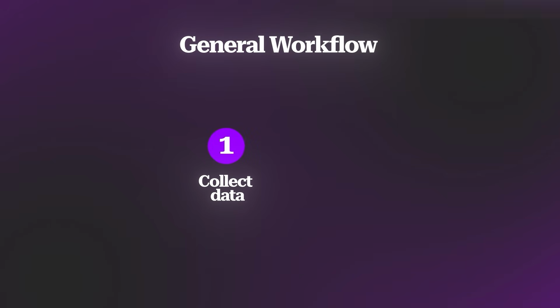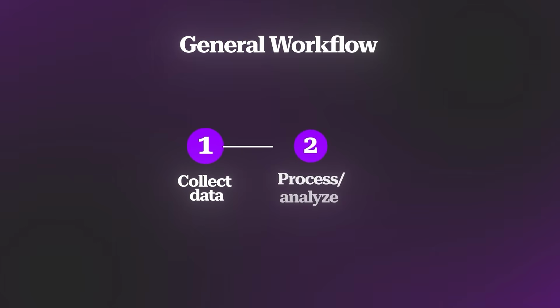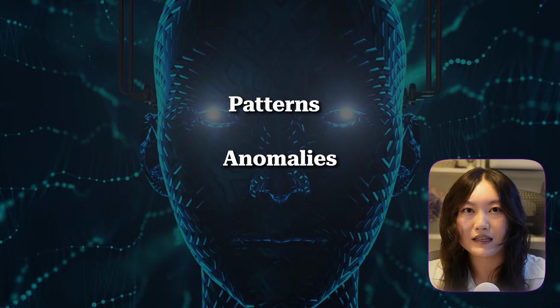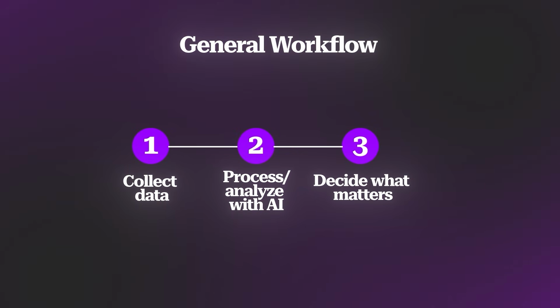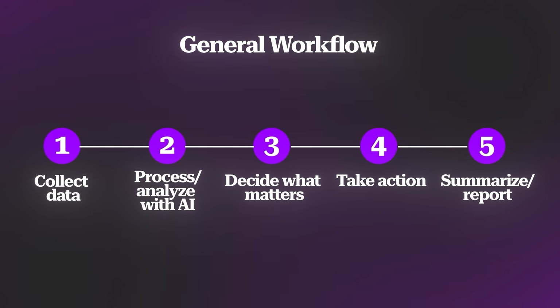The general workflow is that you collect some type of real-time data, usually from some type of physical device, like a sensor, a camera, a wearable. The AI would process and analyze that information to detect things like patterns or anomalies or different insights. It will decide if something stands out from that continuous stream of information, like trigger an alert or change something. And finally, it would summarize and then report whatever it is that it did.